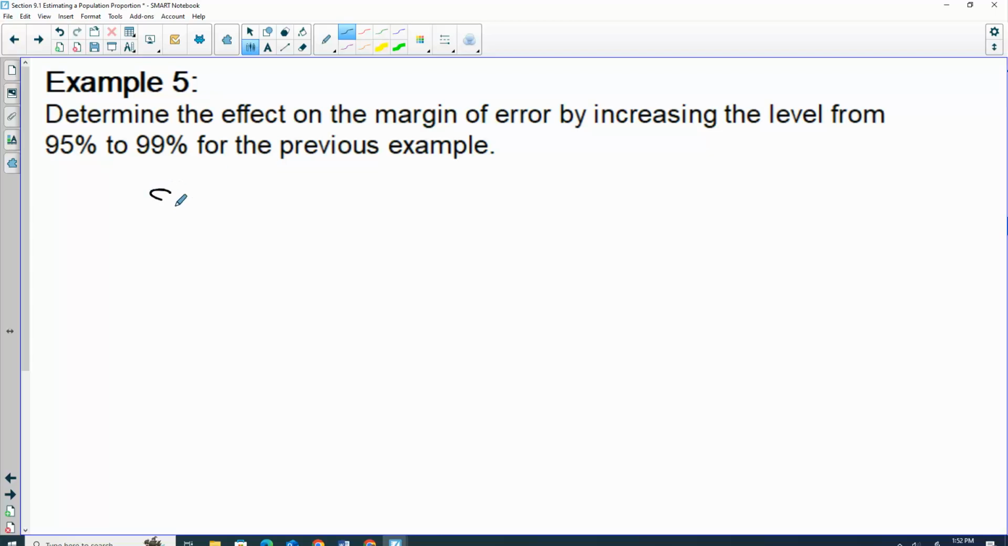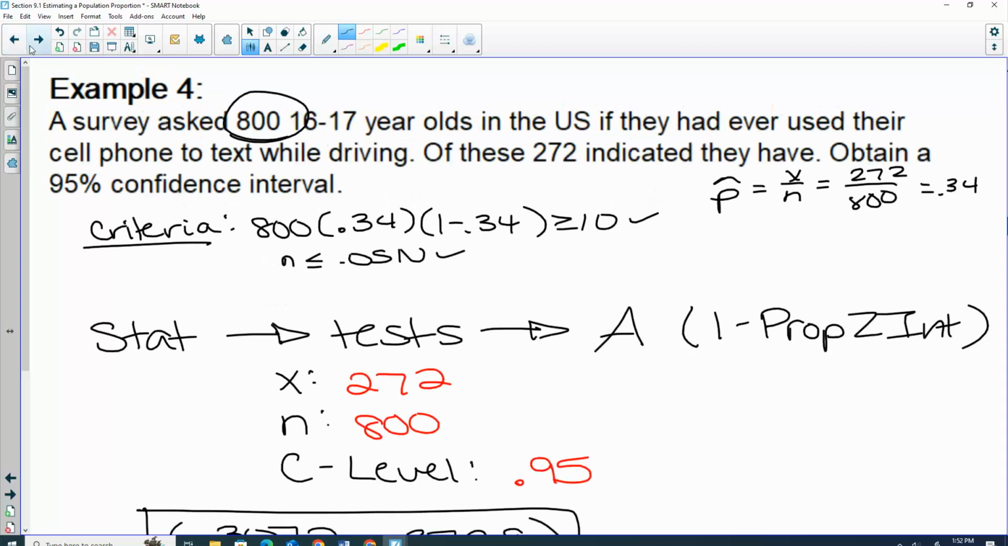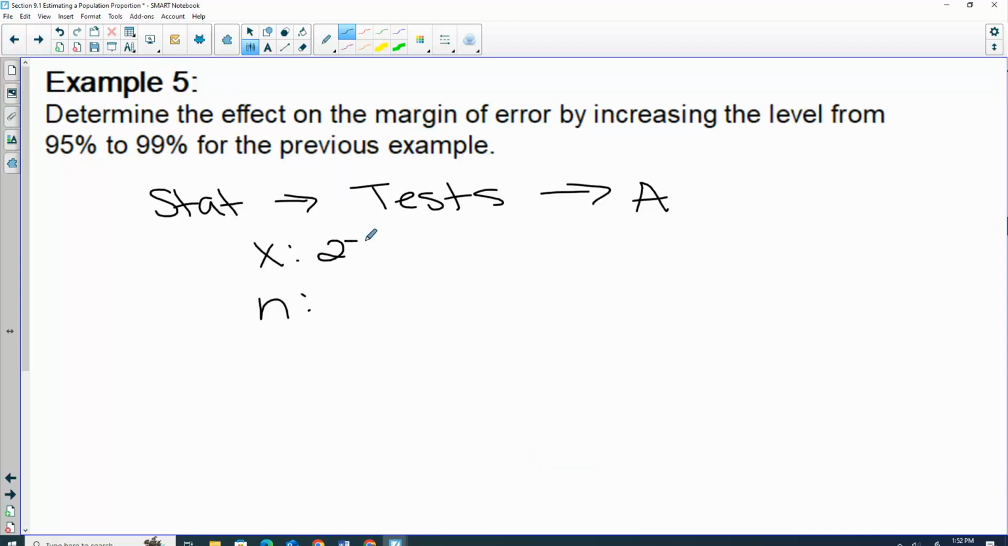So, we're still going to Stat, Test, A. My x and my n did not change. The difference is my C level is now going to be 0.99.